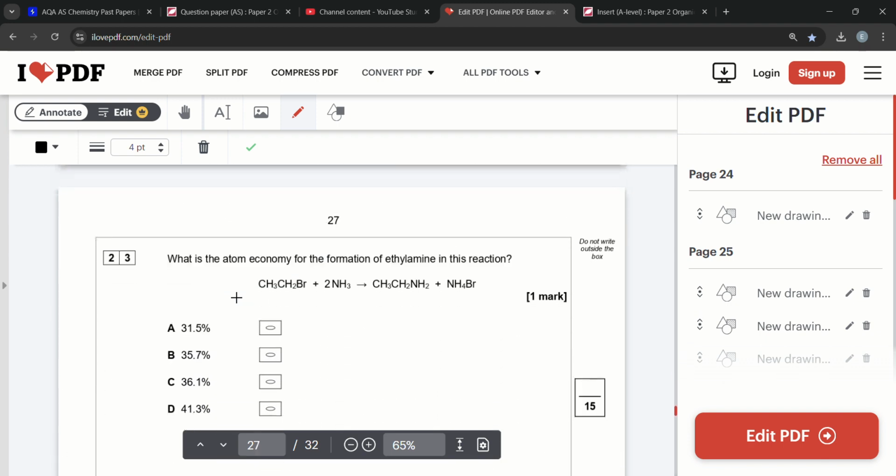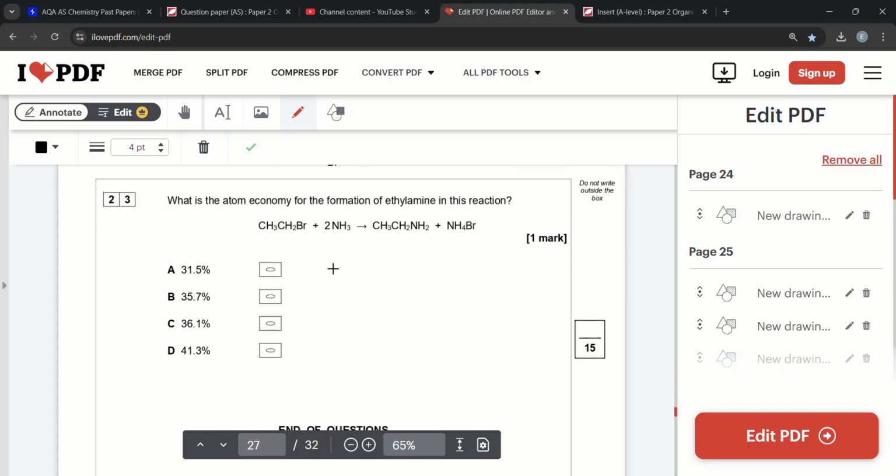And then 23 was atom economy for the formation of ethylamine in this reaction. Percentage atom economy, classic question: Mr of desired products over Mr of all reactants times by 100. Which is the ethylamine? That one? That's a salt. That's a haloalkane. That's just ammonia. Ethylamine is the formation of that. So it's either that or that. It's that.